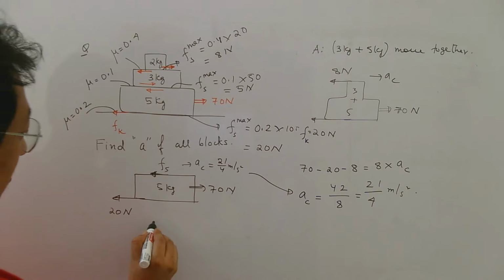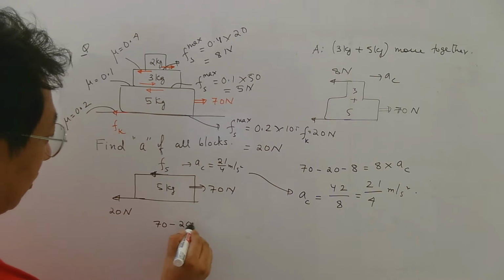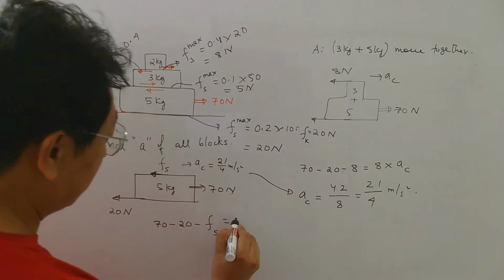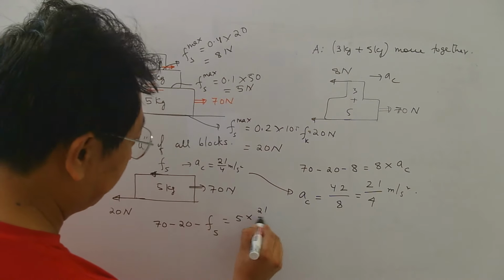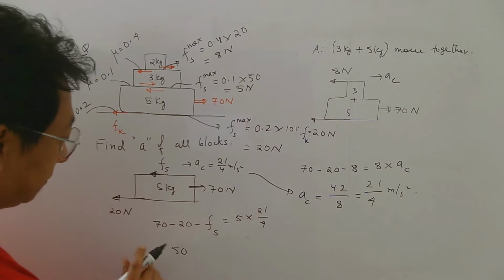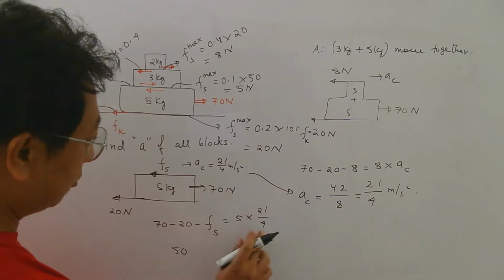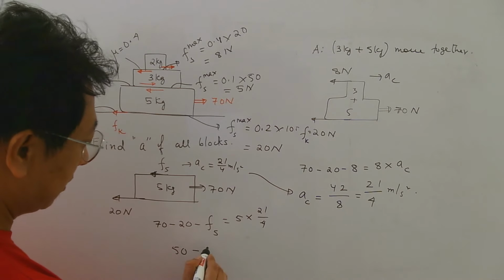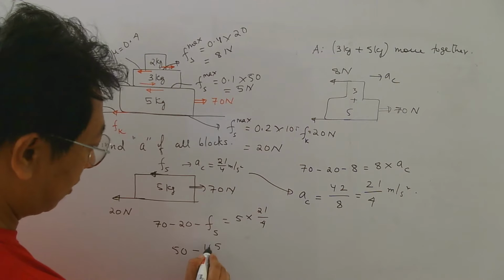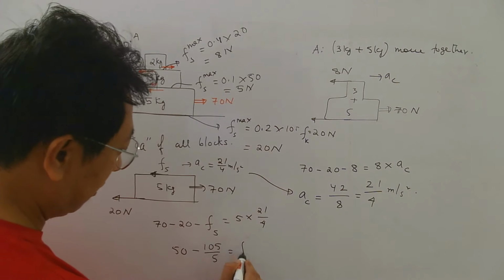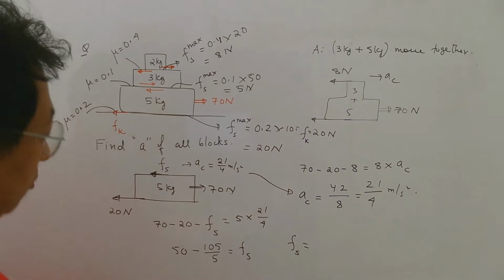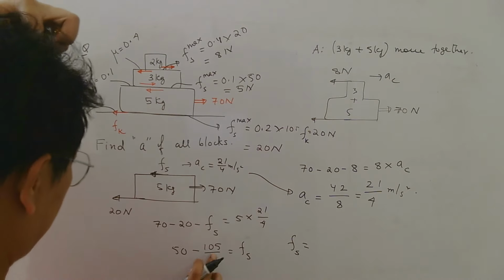Now write Newton's law. 70 minus 20 minus the static friction equals mass of the system, which is m into a. Correct? Let's simplify. This is 50. This you take here, this you bring here. So this is minus 5 1s are 5, 5 2s are 10, 105 by 4 equal to Fs. So static friction here comes out to be, this is 4, sorry.